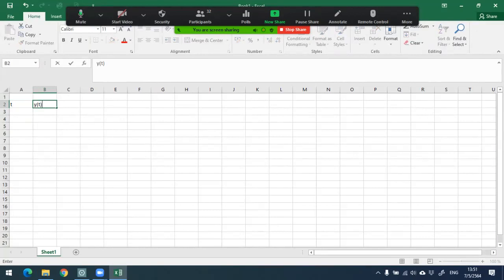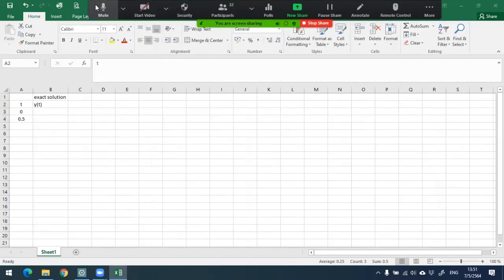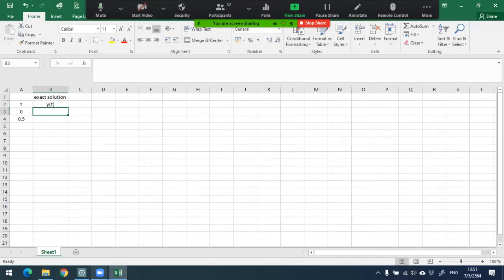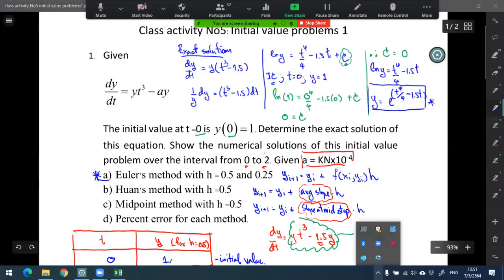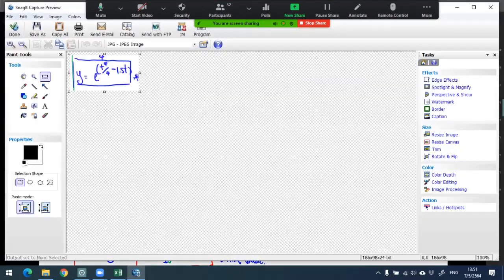We may start with the exact solution first. Step size is equal to 0.5. We're starting with a step size of 0.5. And the exact solution is what? This is the exact solution, right? That we already did.